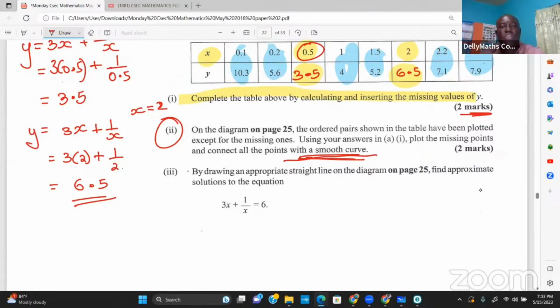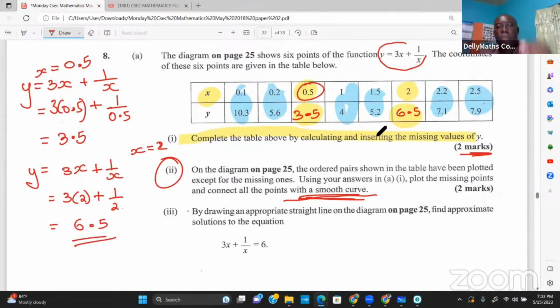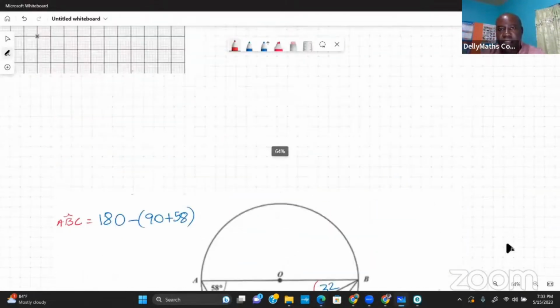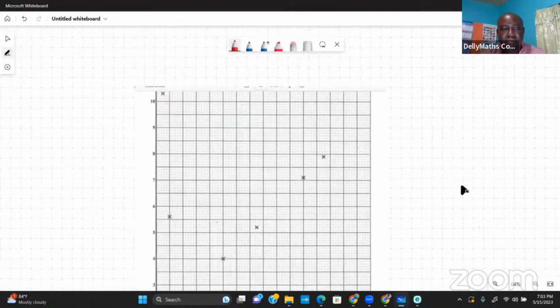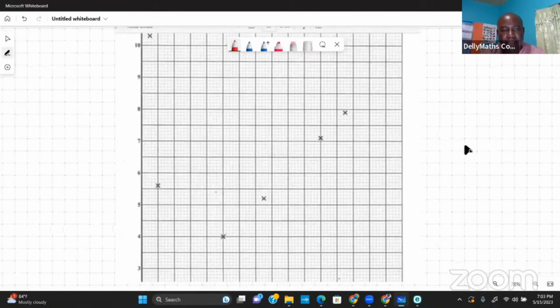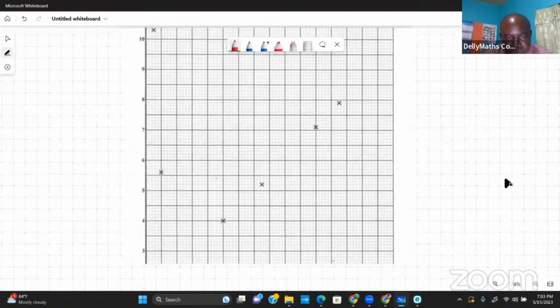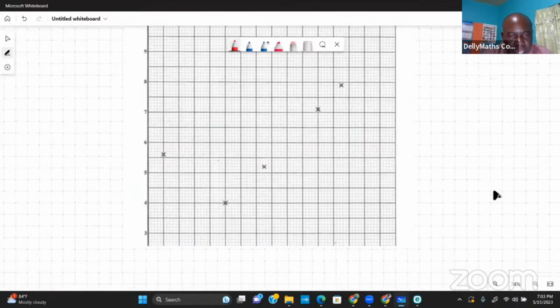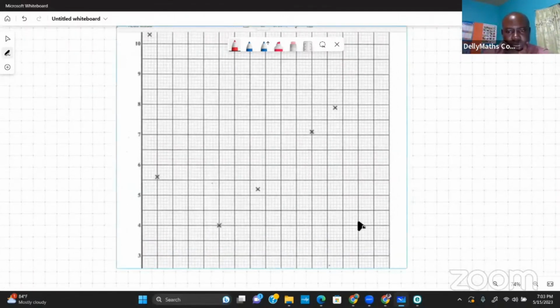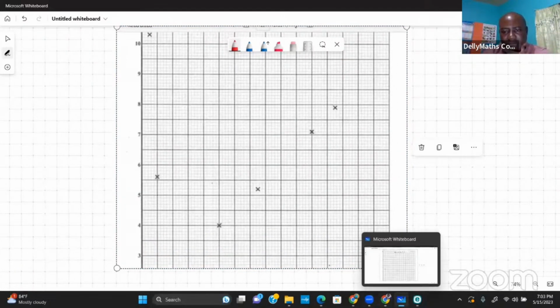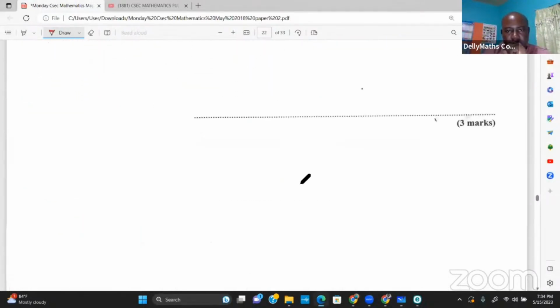So we're going to be plotting those points. What we're going to plot is 0.5 with 3.5 and 2 with 6.5. Allow me to go back to this. I believe I would have had it somewhere. Here it is. All right, good. I have it right there. I think I left off the x-axis. Give me a minute. Let me get back this diagram because I left off the x-axis. All right, give me a second.